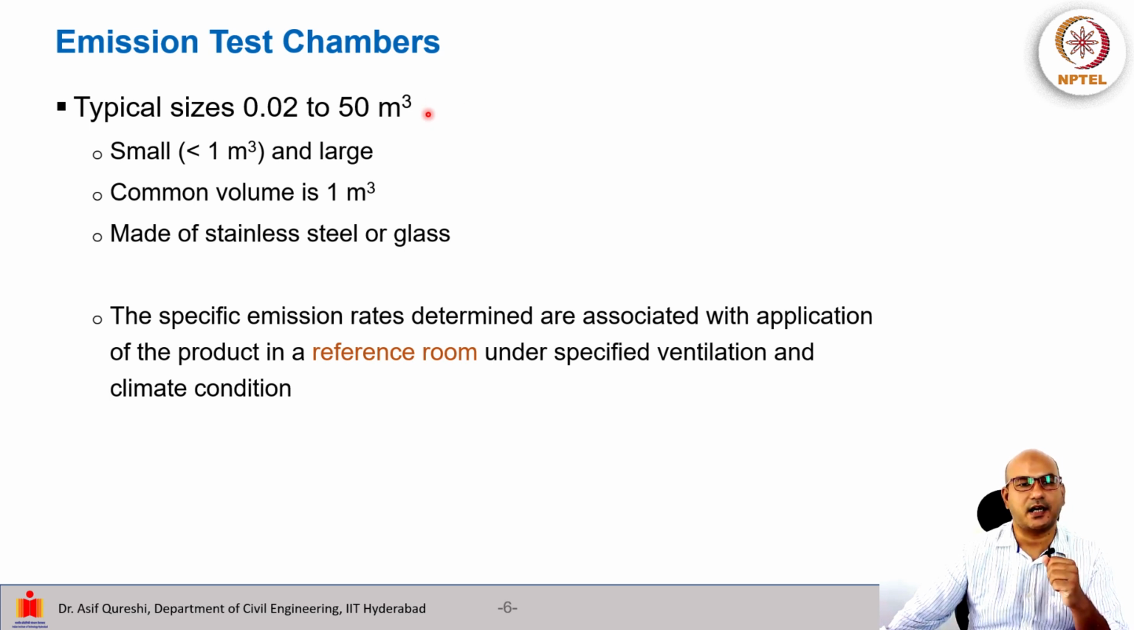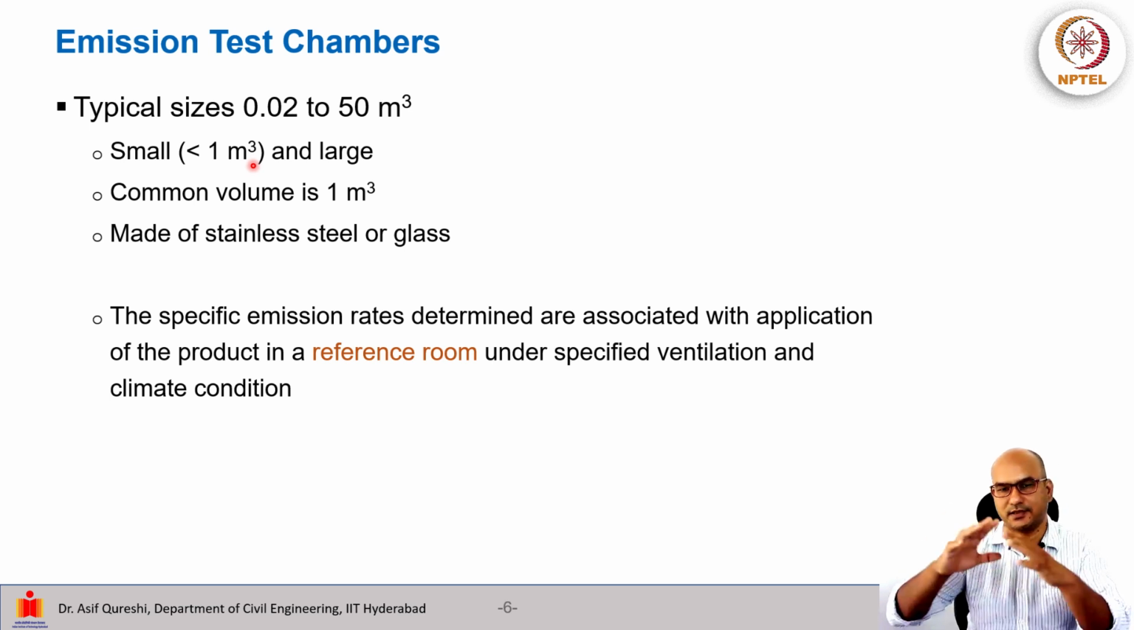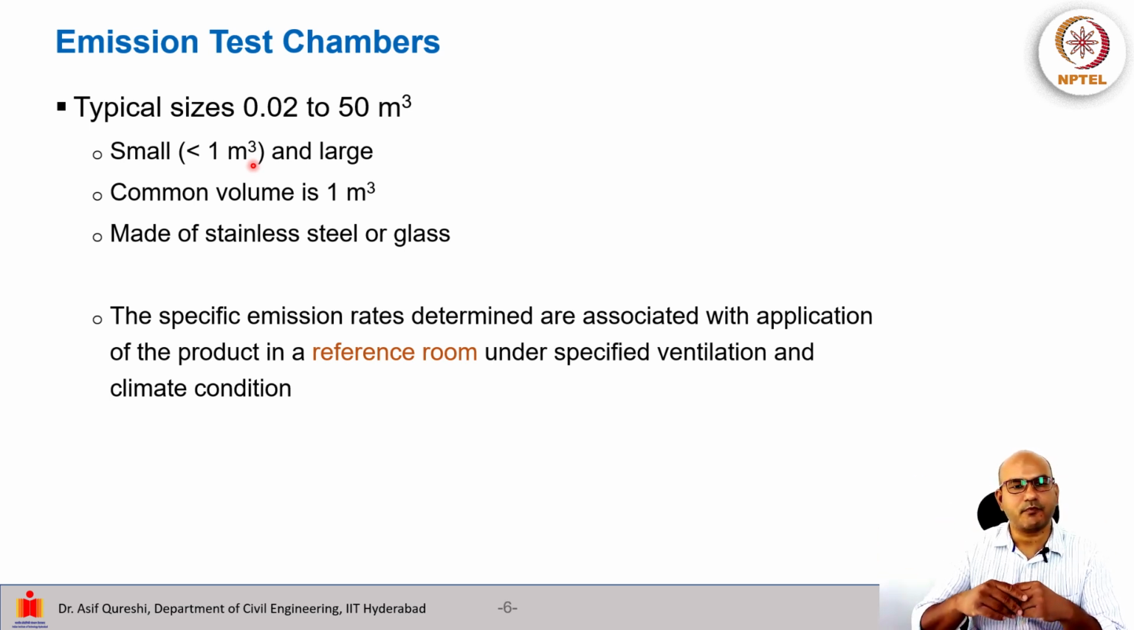Typical sizes are 0.02 meter cube, so that's very small, to as large as 50 meter cube, which is a fairly large test chamber. Generally, the common volume is 1 meter cube, which is more or less a small size test chamber. Often the material is stainless steel or glass. So before the emissions are measured, one would like to clean the surfaces of the chamber so that the chamber itself is not a source. And generally the material is stainless steel or glass.